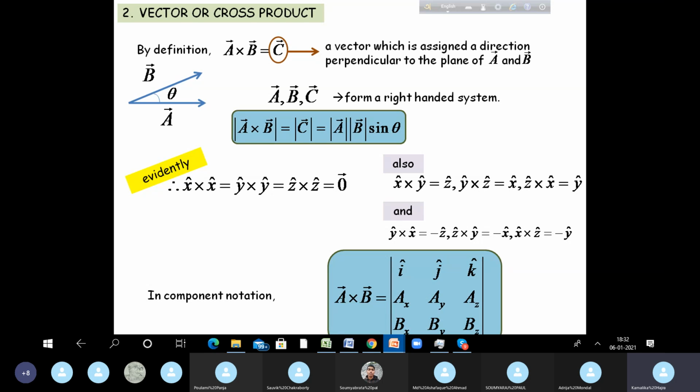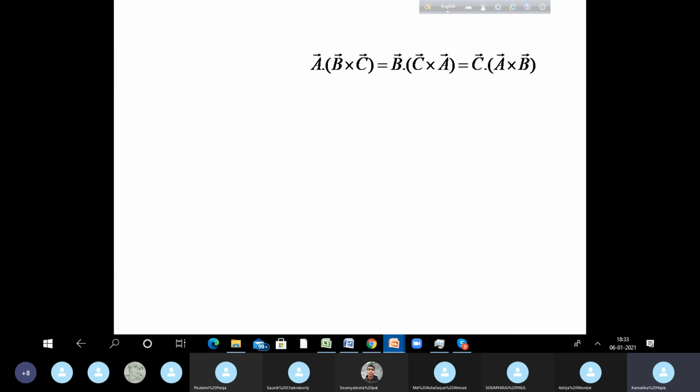In case of a dot product, I gave you two formulae, one in terms of the angle and the other in terms of the components. Similarly, in case of cross product, you have these two formulae, one in terms of the angle and the other in terms of the components. Okay.